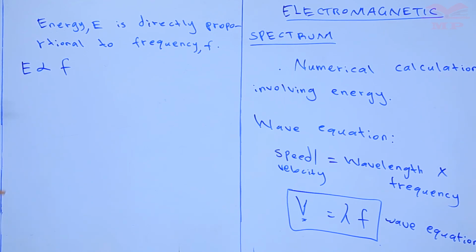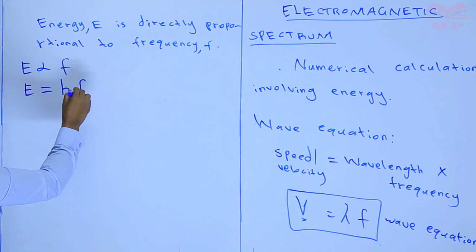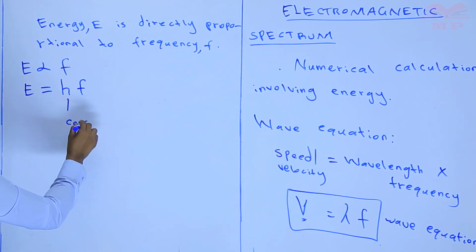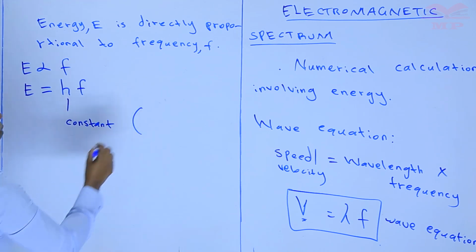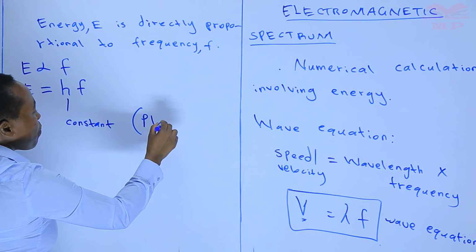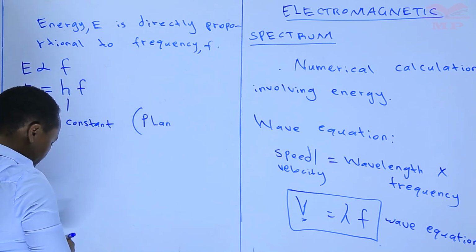From the knowledge in mathematics, when we want to remove the sign of proportionality, we put an equal sign and introduce a constant. So we are going to have E is equal to a constant, represented using letter h, times our frequency f. And this h, which is our constant, is simply referred to as the Planck's constant.